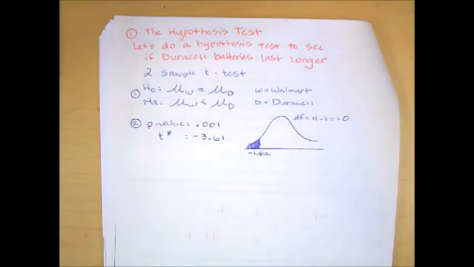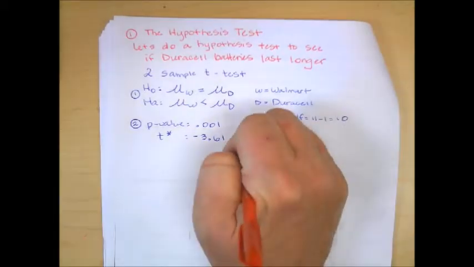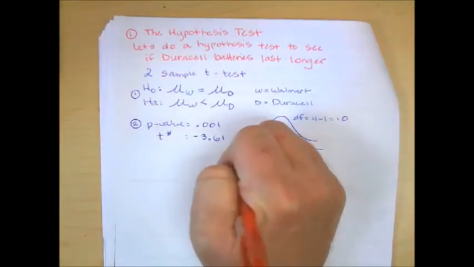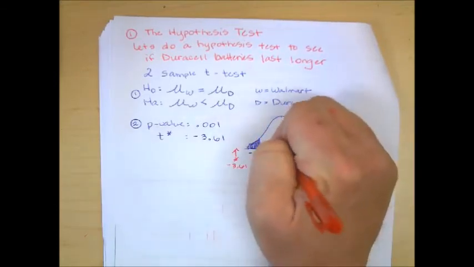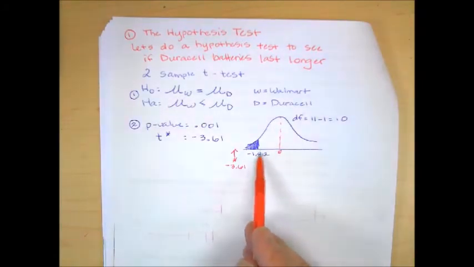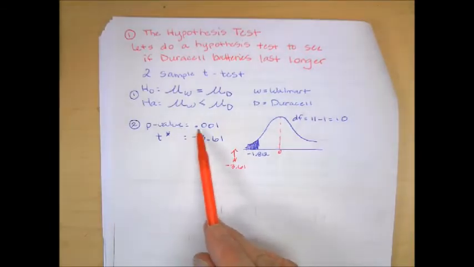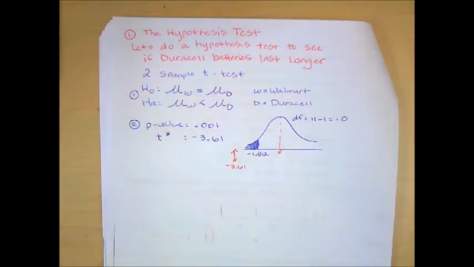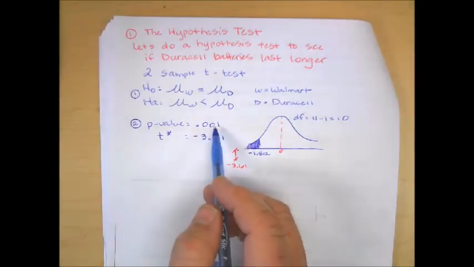So either way you look at it, the t-star is negative 3.61, so it's way over here because 0 is in the middle. So we surpass negative 1.812 when we get into the rejection area, or you look at it from the p-value standpoint, since 0.001 is less than 0.05, we would reject H0.